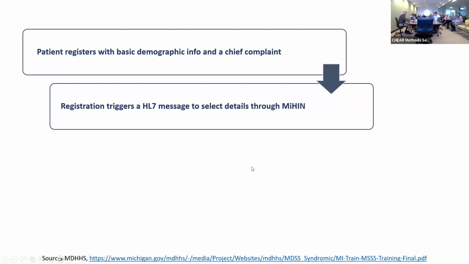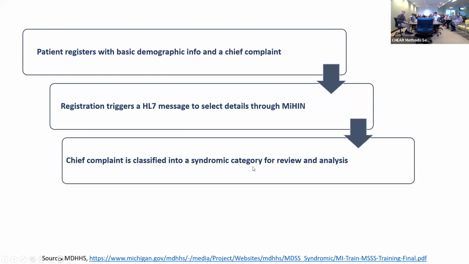So HL7 messages are sent through MyHIN. That chief complaint is classified into a syndromic surveillance category, which then says, okay, we don't know the diagnosis yet, but what we do know is this is some gastro related thing. So that instance of diarrhea and vomiting, thank you very much. How did you know I moved that? Is put into a syndromic category.